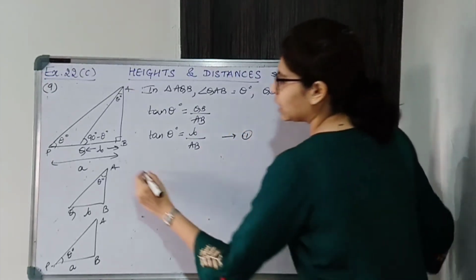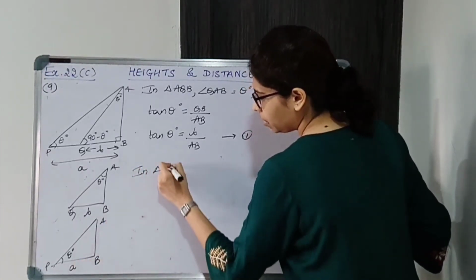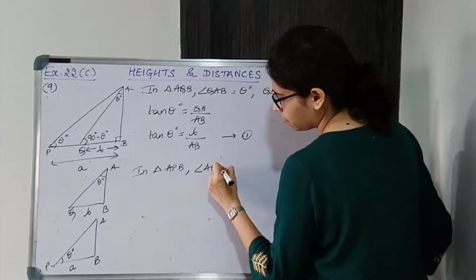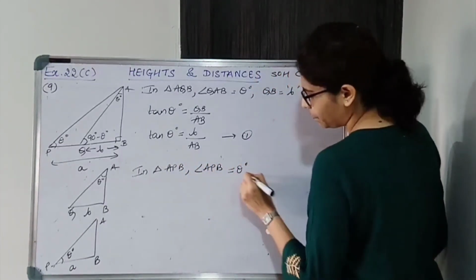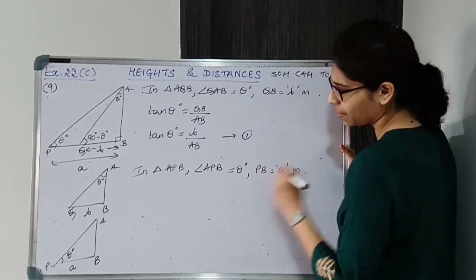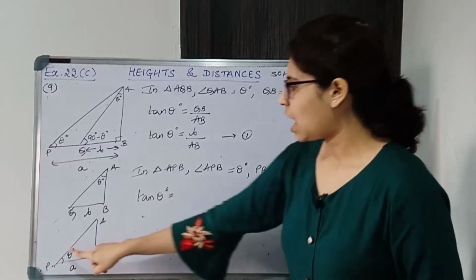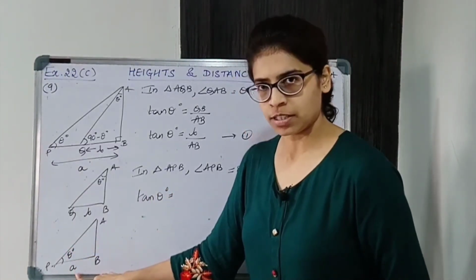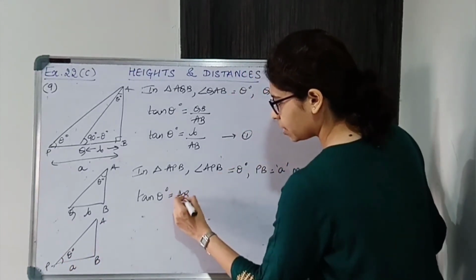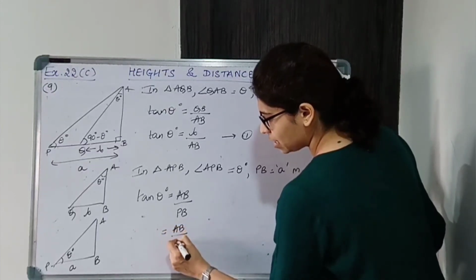Okay, now in triangle APB, angle APB is equal to theta and PB is equal to A meters. Again we'll take tan of the angle. So tan of the angle gives the relation of the angle's opposite and adjacent. Okay, so the angle's opposite is AB and adjacent is PB. So AB upon PB is A.